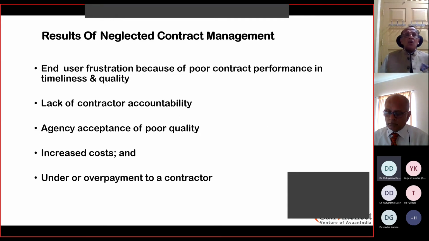Then under or overpayment to a contractor. Now, from my experience, what I have learned is never to accept payment on account from an organization. If you accept payment on account, you can end up in this sort of situation. Always payments have to be made against an invoice, not as on-account payment. Only then can you avoid this sort of situation.